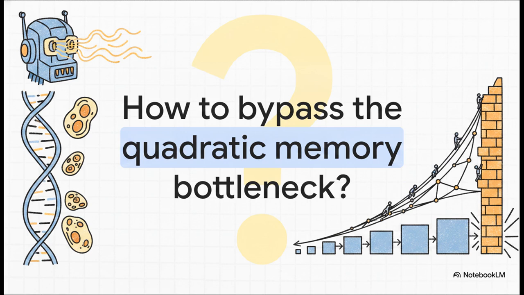That means you can't just throw a bigger, more expensive GPU at the problem and expect it to go away. It's a huge wall you hit when scaling context windows. So our core problem today is this: how do we bypass this quadratic bottleneck without sacrificing the model's fundamental capabilities?